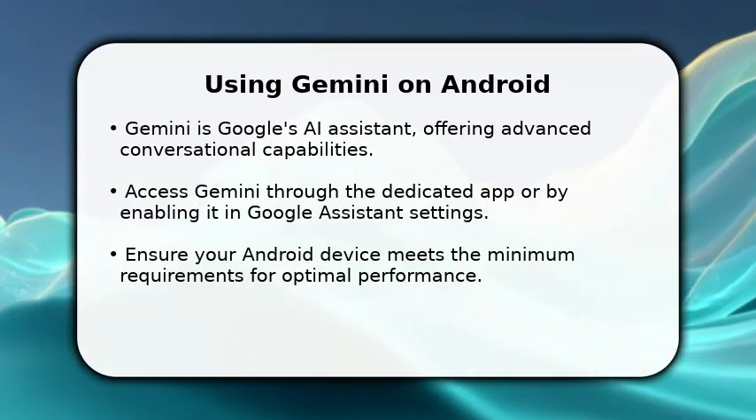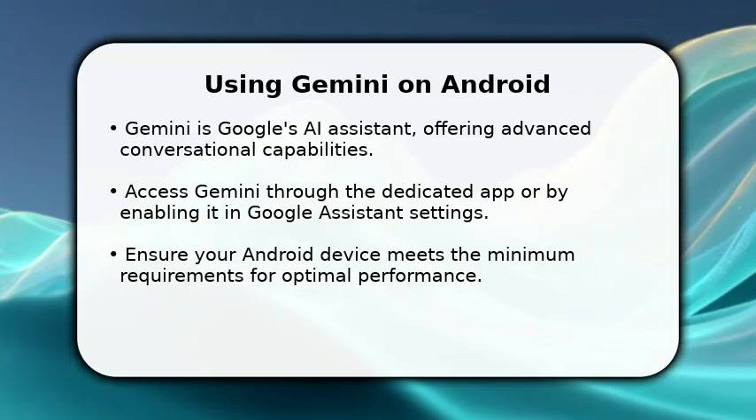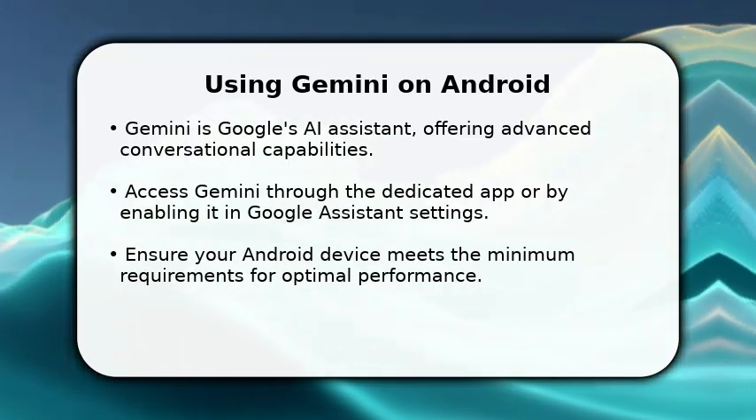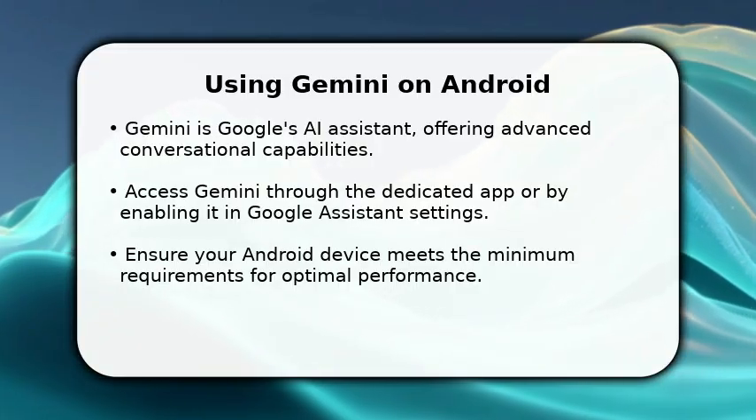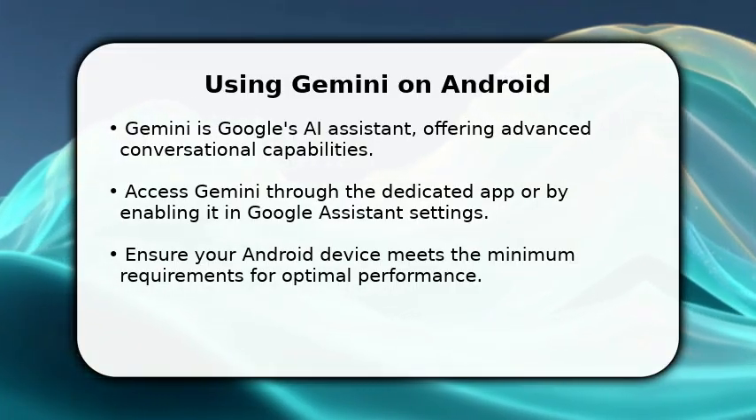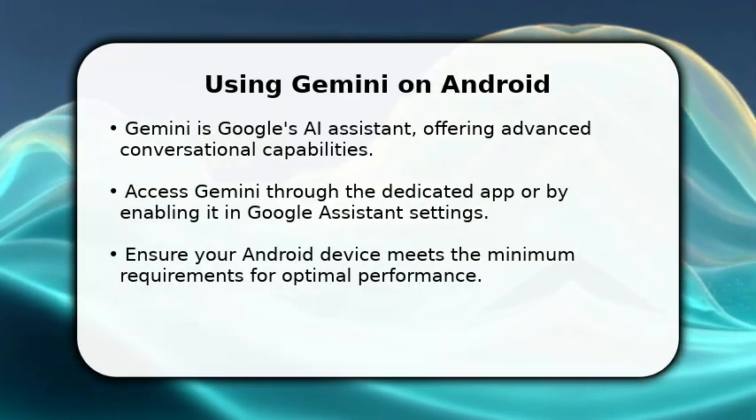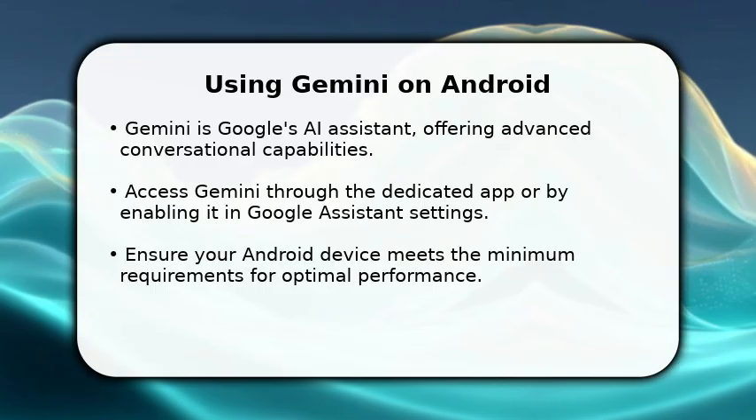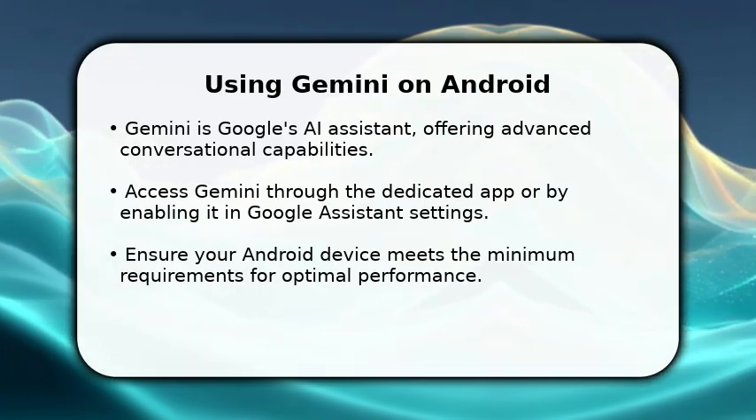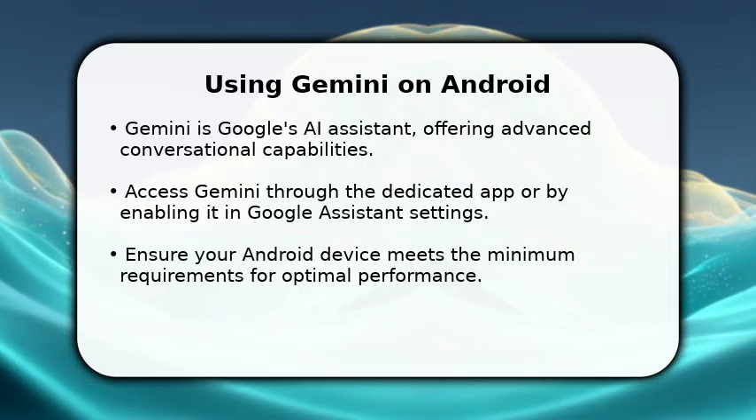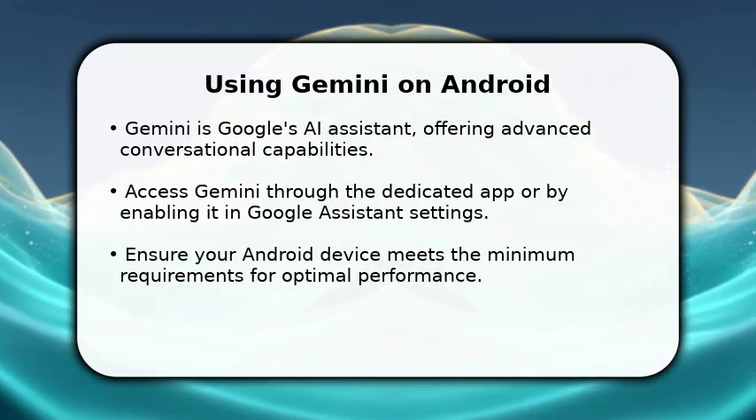In this video, I will explain how to use Gemini on your Android phone. First, download the Gemini app from the Google Play Store. Once installed, open the app and sign in with your Google account. You can also enable Gemini through your Google Assistant settings, replacing the traditional assistant. This integration provides a seamless experience, allowing you to access powerful AI features directly from your device.